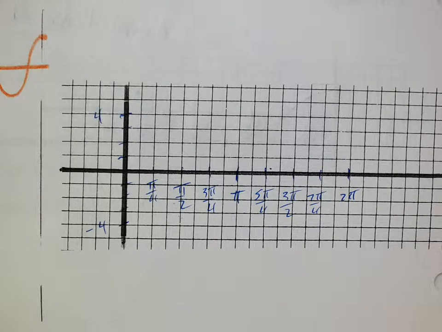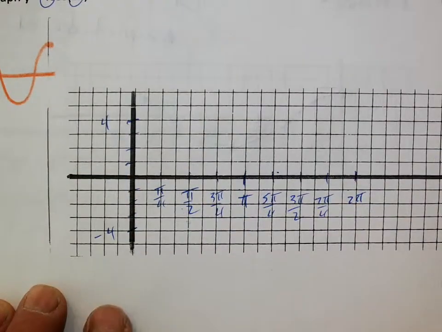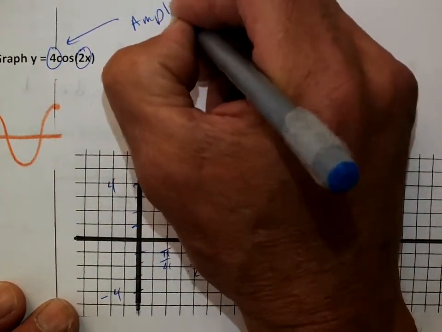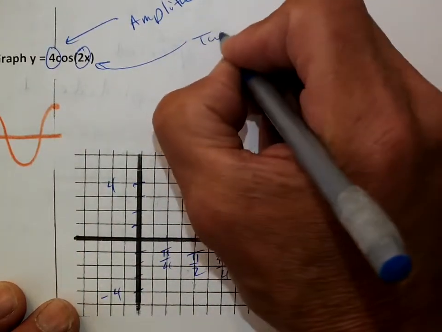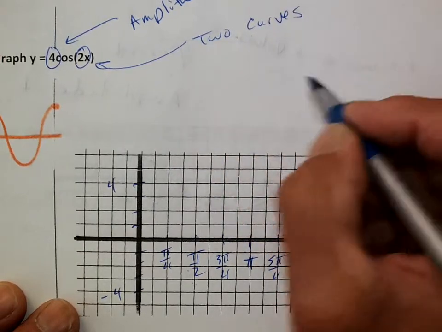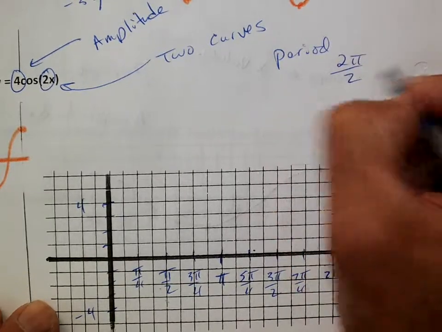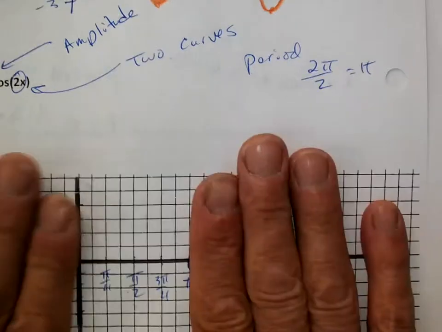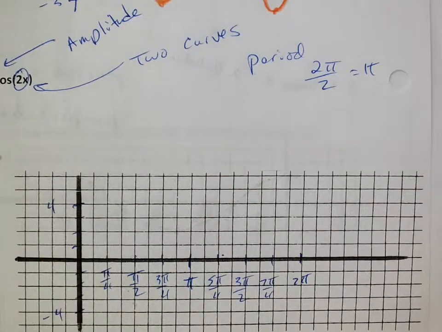Now, I need two of these curves. So, first of all, my amplitude is a height of 4. That's my amplitude. And then I need two curves. So my period is 2 pi divided by 2, because I'm going to take my total 2 pi and divide it into two parts, right? So I get two curves. So my new period is pi. So from here to here, I need this cosine curve. From here to here, I need this cosine curve. So it's going to look like this.